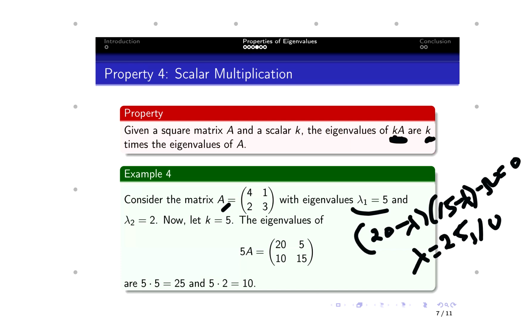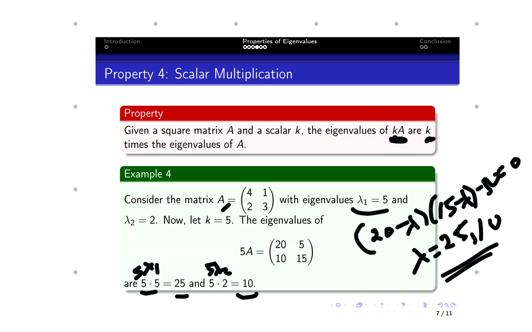So based on this rule now, the eigenvalues of this will simply be 5 times the original eigenvalues. Let's say this eigenvalue is going to be 5 times lambda 1, which is 5 times 5, and the answer is 25. The other one is going to be 5 times lambda 2, that is 5 times 2, and it is 10. So if you solve this one also, you get the same 25 and 10.